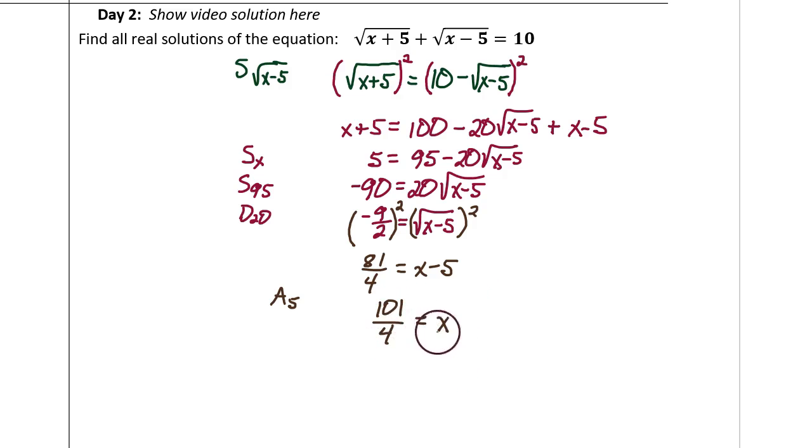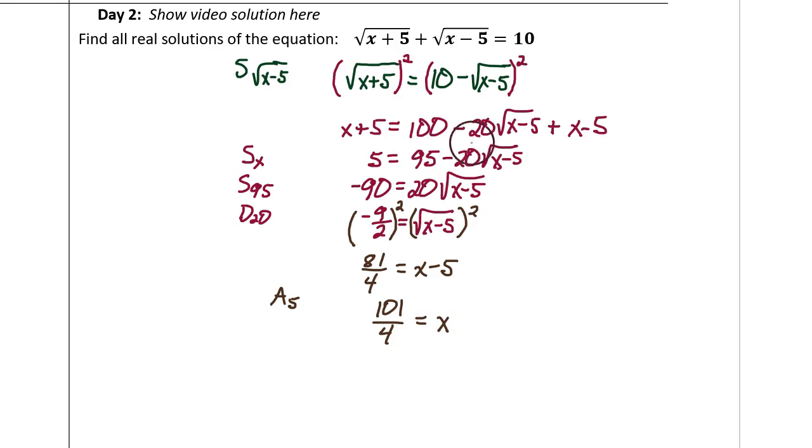Just check to make sure that this is not a restricted number from the domain. When you look at the original problem, notice that x must be greater than or equal to negative 5 so that this first square root doesn't turn out to be negative. And also that x must be greater than or equal to positive 5 so that this square root doesn't turn out to be negative. Our answer of 101 over 4 is greater than 5, so this answer is okay.